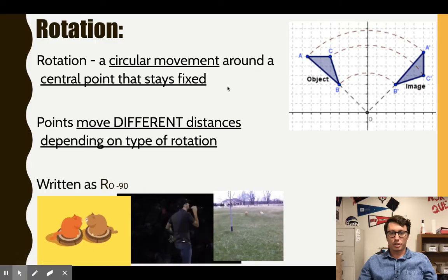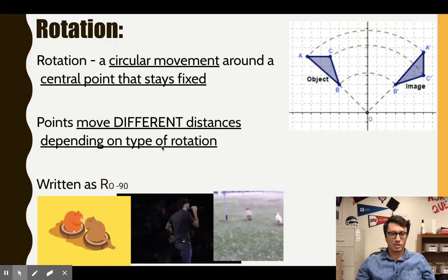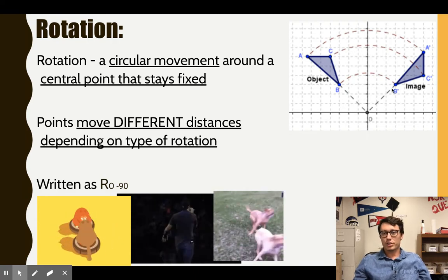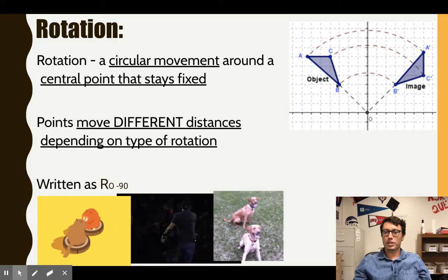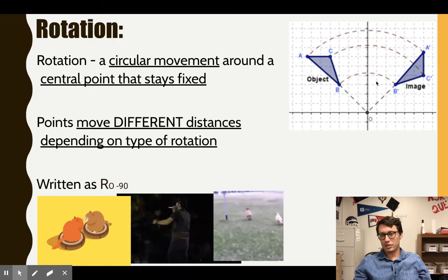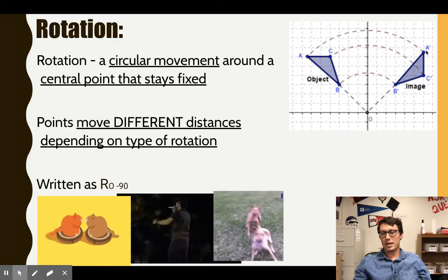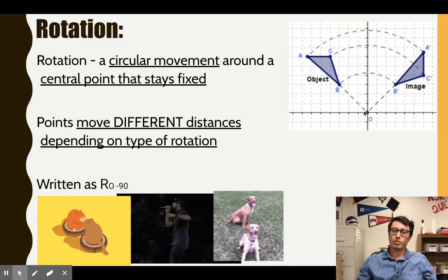Rotation is a circular movement around a central point that stays fixed. Okay, points move different distances depending on the type of rotation, right? So you can see B over here to B prime is moving the same amount of degrees, but it's moving a different distance. We can see that this arc of distance is going to be much different than A to A prime, which is a much bigger arc. But technically, it is still moving the same degrees.